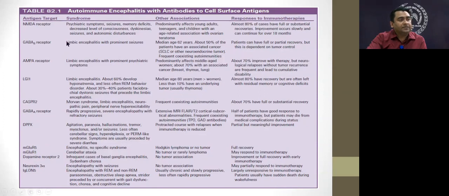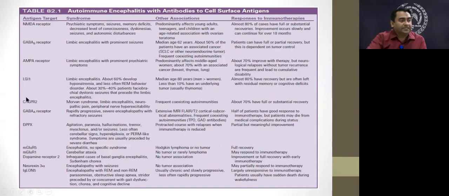GABA receptor, again, a typical presentation of a limbic encephalitis with prominent seizures, usually affecting the elderly age group with an associated cancer like small cell lung cancer, or it could be a neuroendocrine tumor as well. These patients also tend to have full or almost full recovery, which is dependent also on the tumor that is managed. AMPA receptor, again, a limbic encephalitis presentation with prominent psychiatric symptoms, affecting the middle-aged, and 70% have an associated cancer here.